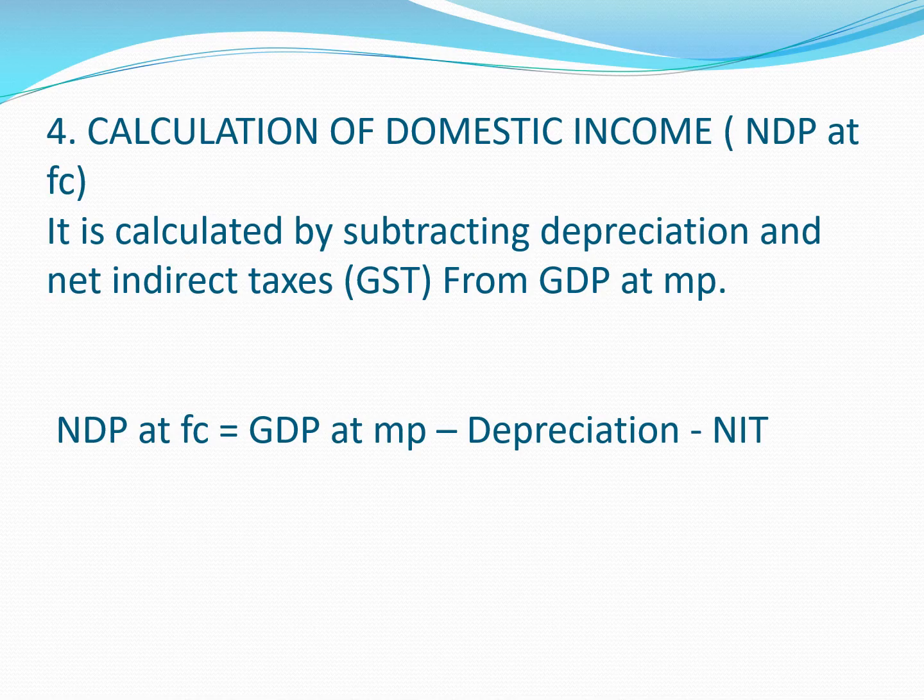The fourth step is to calculate domestic income, that is NDP at FC. Now we have already calculated GDP at MP. So the next step is to arrive at NDP at FC from GDP at MP. So what do we do? We make an allowance for depreciation and net indirect taxes from GDP at MP. That is, we subtract depreciation and NIT from GDP at MP so as to arrive at NDP at FC.